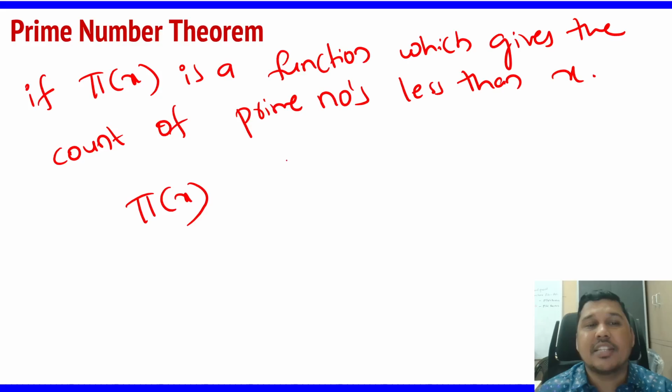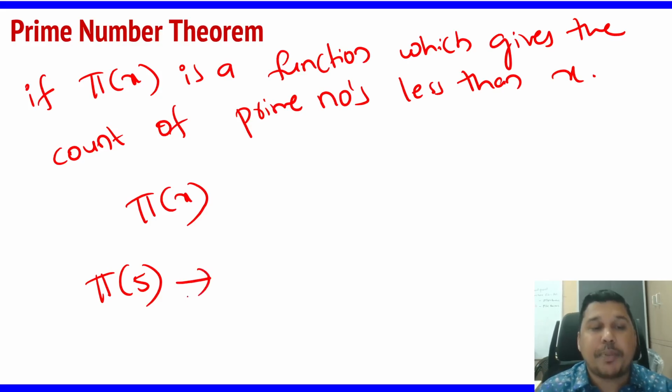What does this pi of x mean? If I write pi of 5, how many prime numbers are there less than 5? From 1 to 5, how many prime numbers are there? If you see pi of 5, it is just 1.